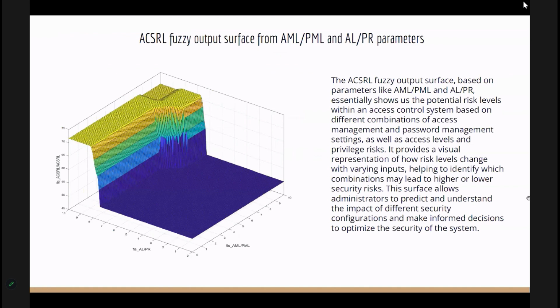And as a result, we obtain the risk level fuzzy output, which essentially shows the potential risk levels within the access control system based on different combinations of access management and password management settings, as well as access level and privilege risks.